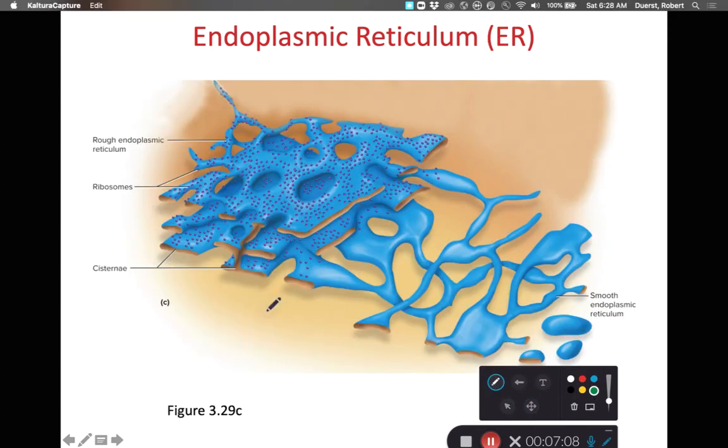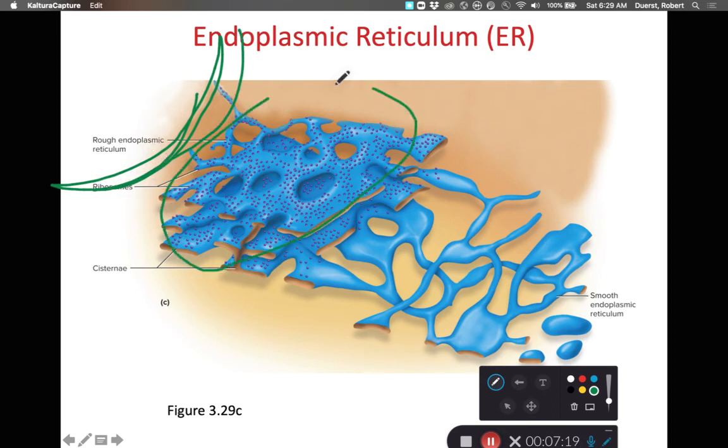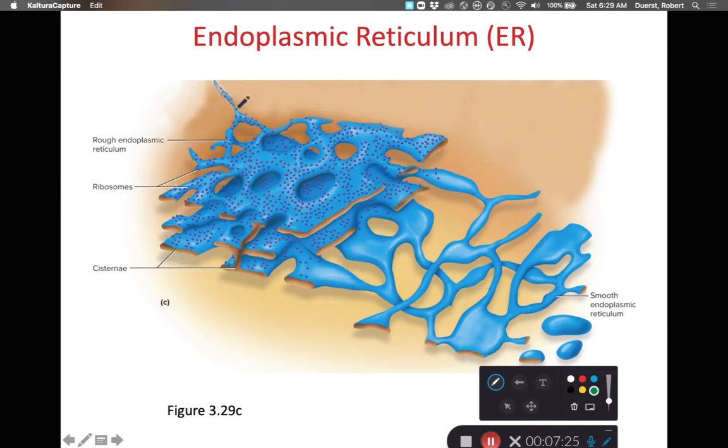Here we can see a figure from your text. We'll just assume this big green circle I'm drawing is the nucleus, and then we go from the nucleus to the rough endoplasmic reticulum, and then from the rough endoplasmic reticulum to the smooth endoplasmic reticulum. So it's one to the next to the next. It's a continuous fold of membrane within our cell.